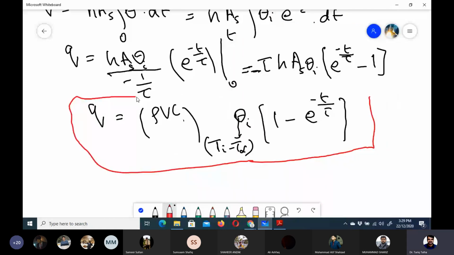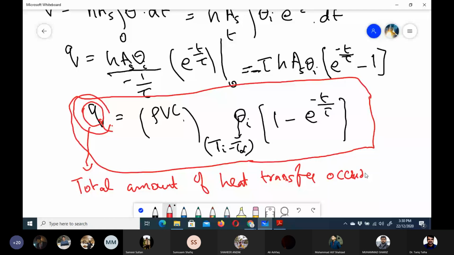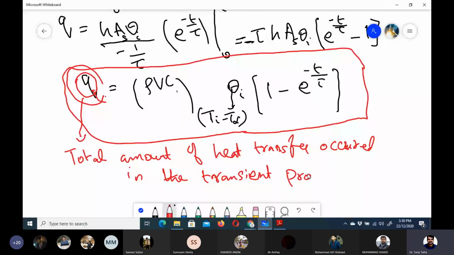total. Here this Q, I should represent it with capital Q, is the total amount of heat transfer occurred in the transient problem. And its unit would be equal to kilojoules.